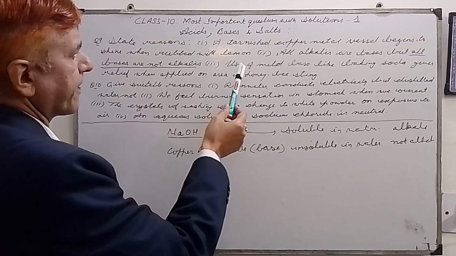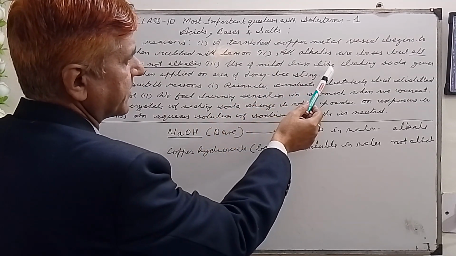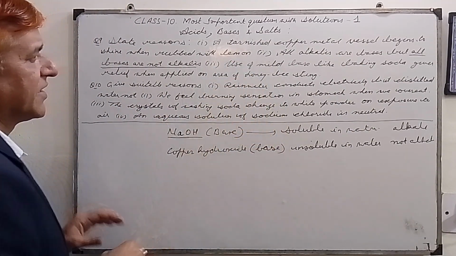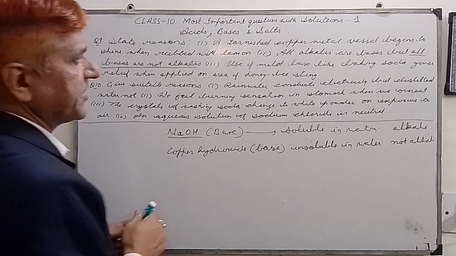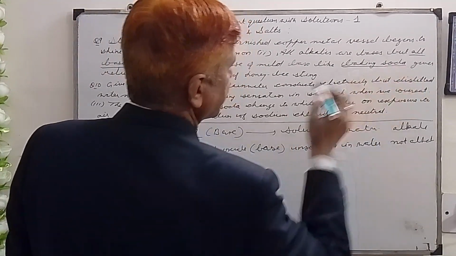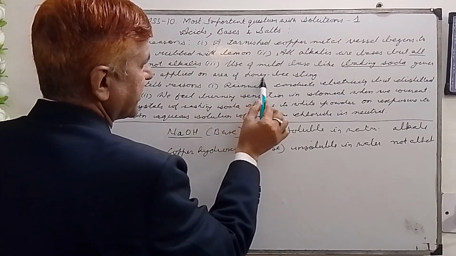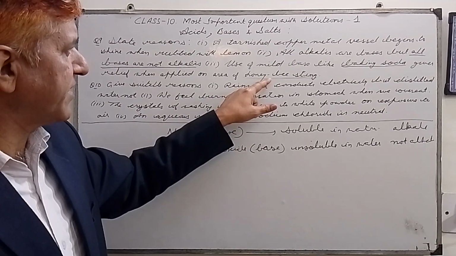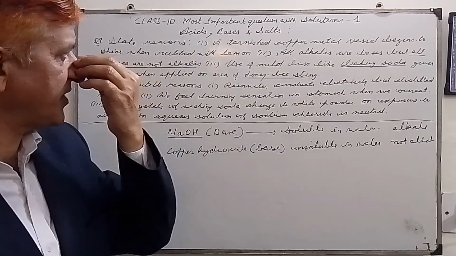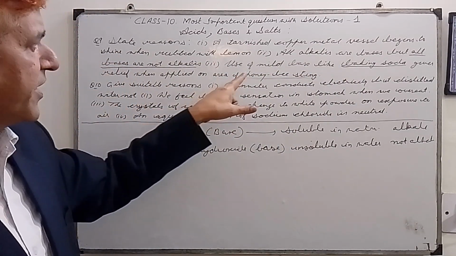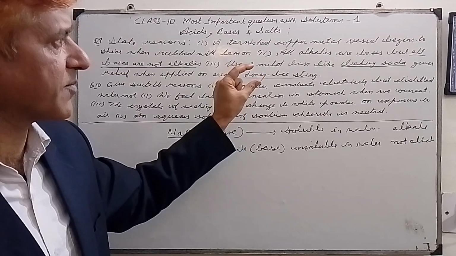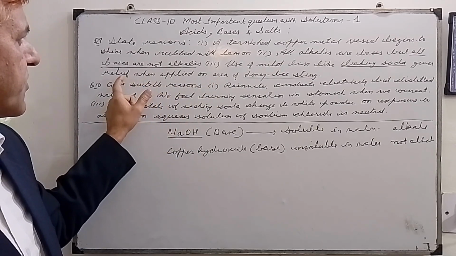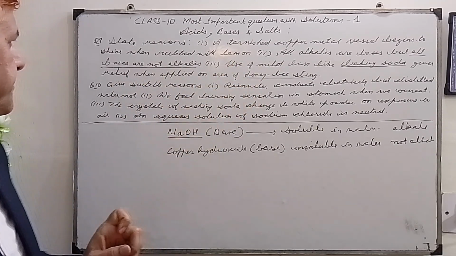Next is: use of mild base like baking soda gives relief when applied on area of honey bee sting. So my dear students, baking soda is basic in nature and a honey bee sting contains methanoic acid or formic acid. So when baking soda is applied on the area of honey bee sting, a neutralization reaction will take place. So that is why we get relief from the sting of the honeybee.